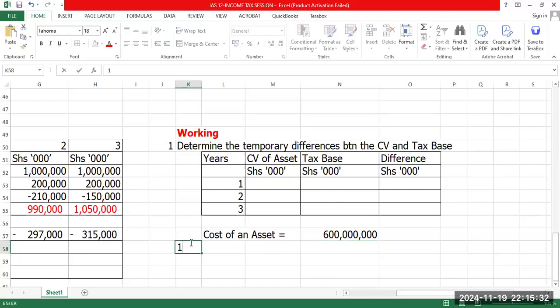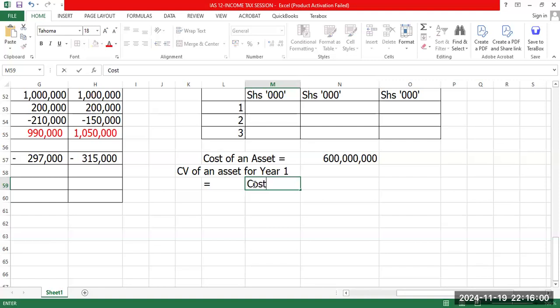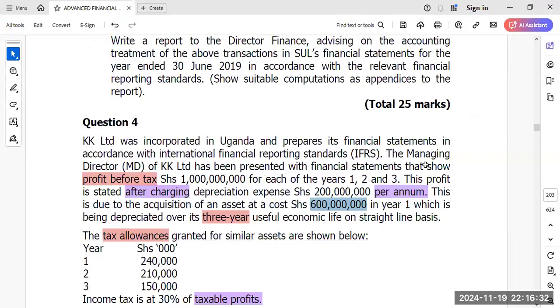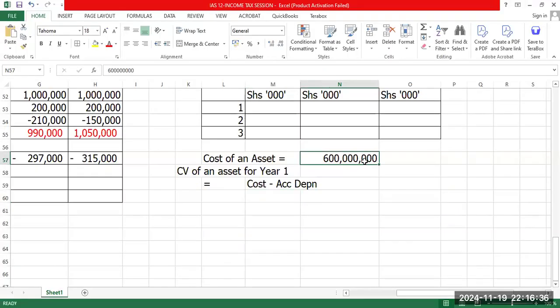We want to know what is the carrying value of an asset for year 1. This will be equal to the cost minus, since this is the first year, you just say minus depreciation. But ideally, we use the accumulated depreciation. And the good thing, we are given accounting depreciation directly, which is 200 million. If you're not given that 200 million, you can look for the depreciation. Here, the depreciation, you get 600 million divided by the number of years.